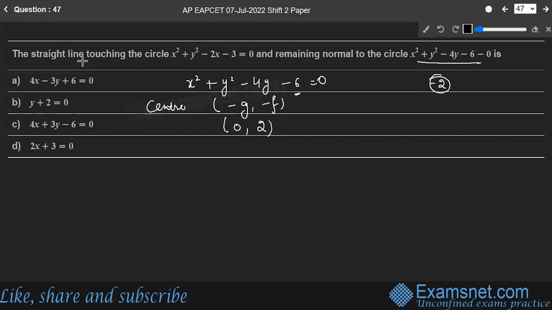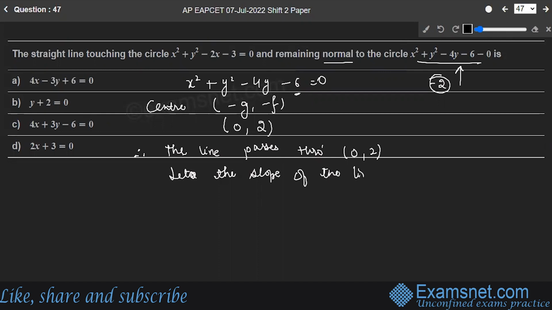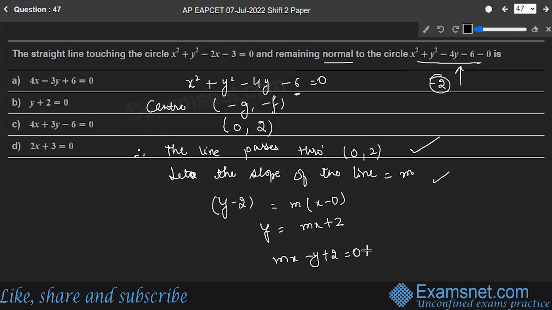Now, it says that the given straight line touches this circle and is normal to this circle. So, if this line is normal to this circle, therefore, the line passes through 0, 2. Next, let's suppose the slope of the line is equal to m. Now let's frame an equation. The line is passing through this point. The slope of the line is m. So the equation will be given by y minus 2 is equal to m into x minus 0, which will give you y is equal to mx plus 2. Or you can say mx minus y plus 2 is equal to 0. This is the equation of the line with respect to the circle.